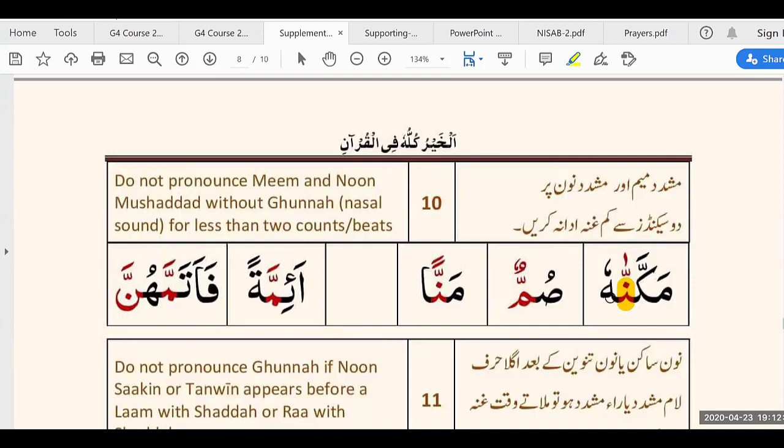Okay, so makkannahu. In this word, we can see there is an inverted dhamma ishbaiya. So that should also be prolonged for 2 seconds. And the noon mushaddad should be prolonged for 2 seconds with nasal sound. Okay. Makkannahu. Also, it has a vertical fatha. So that also means that we have to prolong it for 2 seconds.